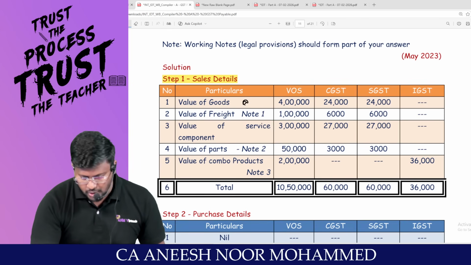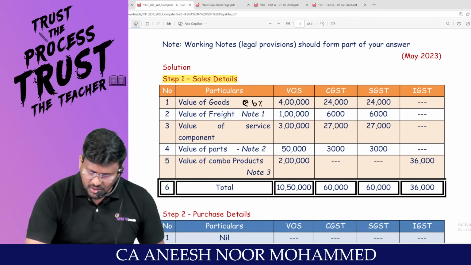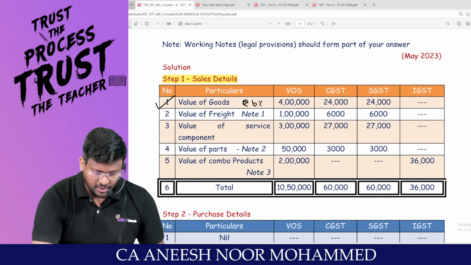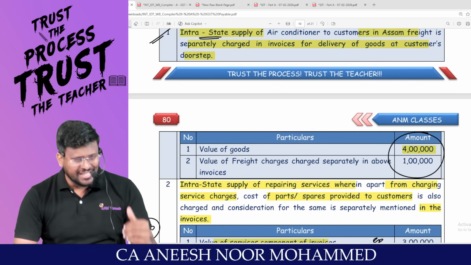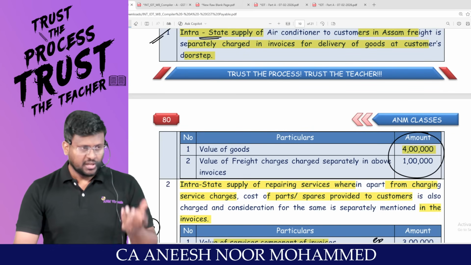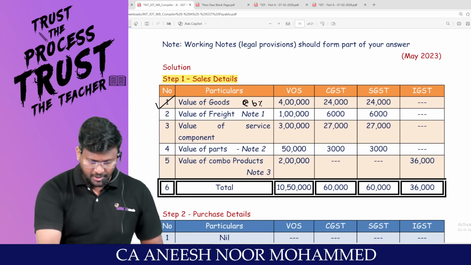24,000, my dear lovable students. That's why CGST 24,000, same SGST 24,000. Are you comfortable with value of goods? Come on, when in the same bill, one more amount was there, 1 lakh. That supply is a what supply? Composite supply. If the supply is a composite supply, rate of the principal supply will be applicable.